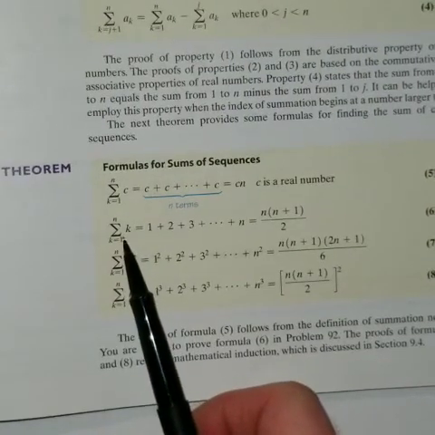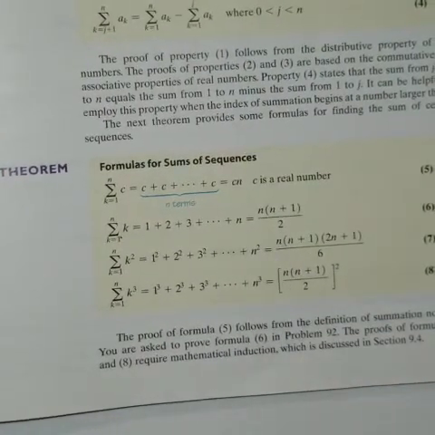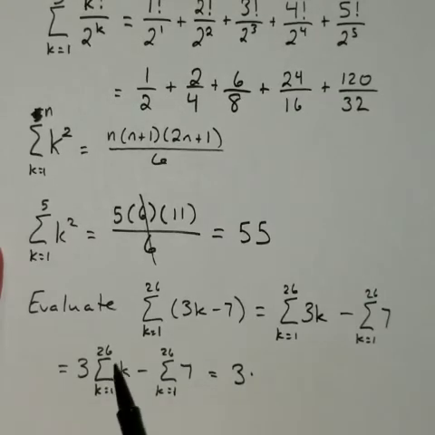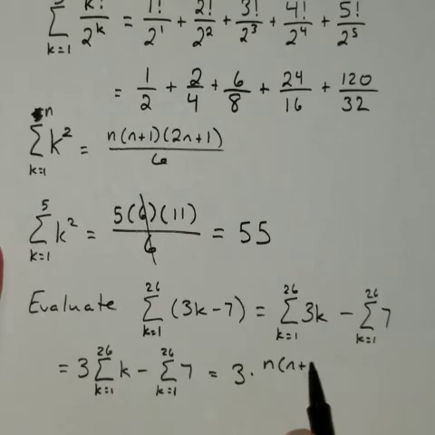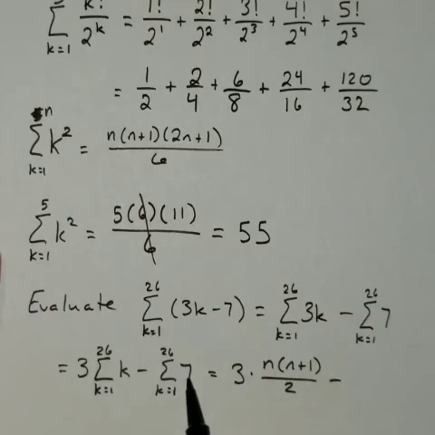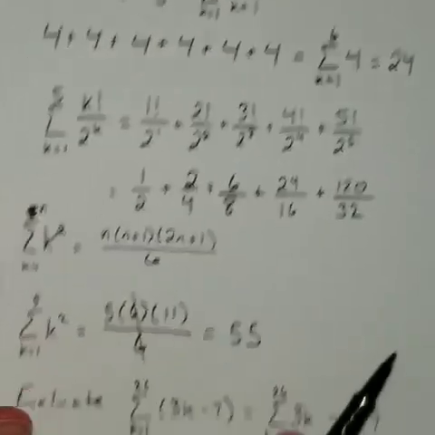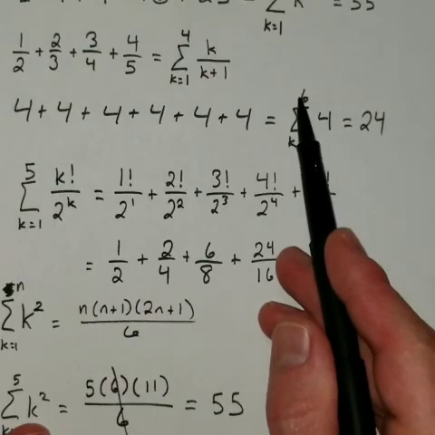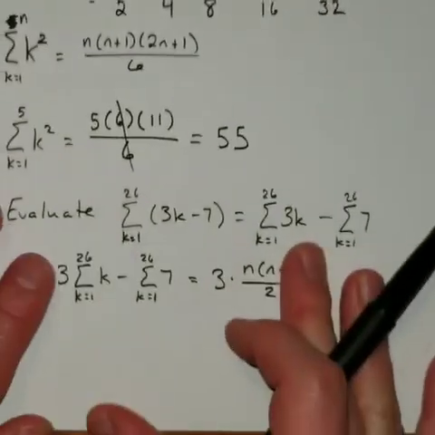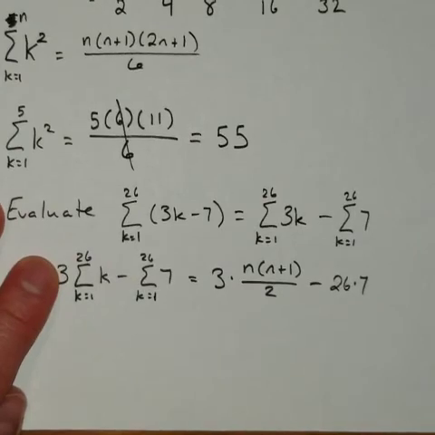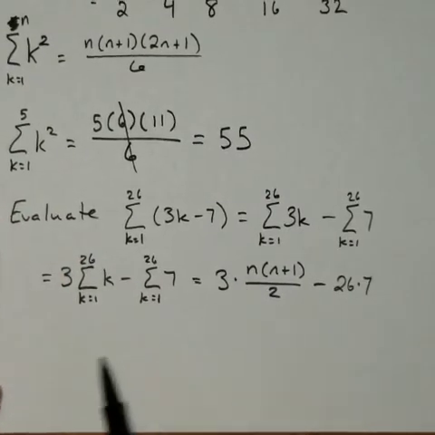And the formula for that, right here, the sum of k, is n times n plus 1 over 2. So let me fill that in. It is 3 times n times n plus 1 all over 2. That gives me this sum of k's. Now the sum of the 7 here, remember 7 is a constant, and when we did the constant 4 a moment ago, up here, you just multiply the n times the constant to get the 24. So we'll do that here. It's just 26 times 7. And the n value is the 26, so I want to plug that in.